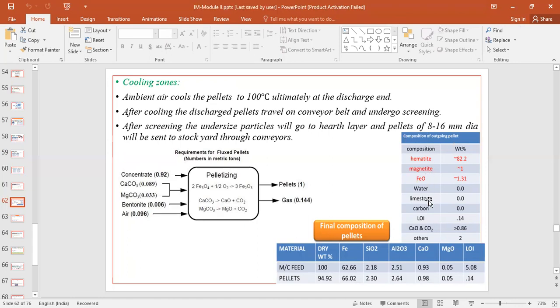Here you can see the final composition of pellets. You have hematite around 82.2%, manganese 1%, and so on. And the chemistry of the pellets, you can see, can be around Fe, SiO2, Al2O3, CaO, MgO, and all. This is the final composition of the pellet.